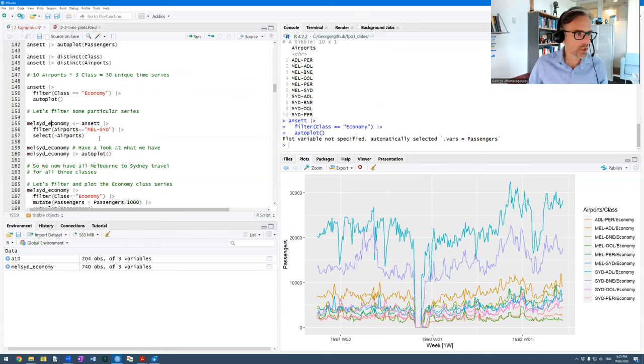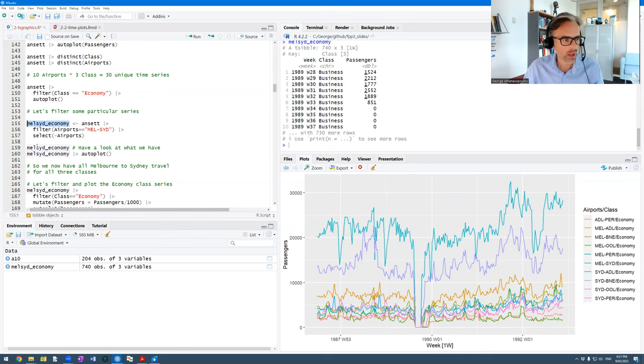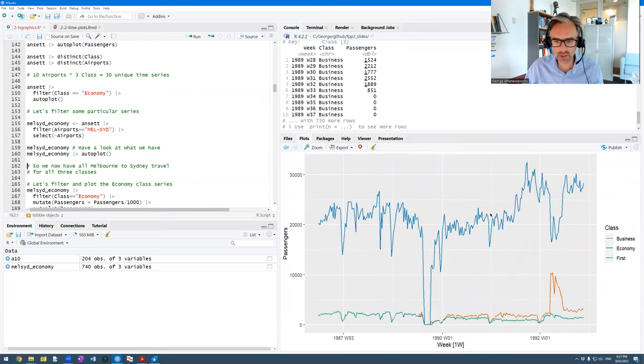Let's get a little bit more specific and look at only one route, Melbourne to Sydney. If you look at this variable which I've just built, this tibble, it contains one key variable, class, so economy, business, and first class. And it contains those three classes of flights for the Melbourne-Sydney route, okay? So if I plot that, I should get 3 time series and voila, I get 3 time series.